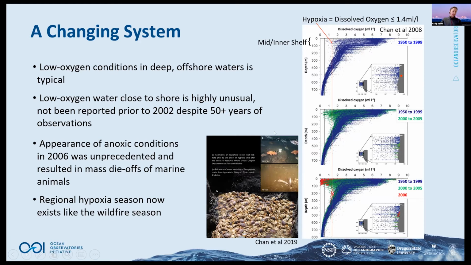And this obviously resulted in huge die-offs of marine organisms, so dead crabs, the disruption of these rocky reef habitats. And now, 13, 14 years later, we actually see this regional hypoxia seasonally, so it's really become kind of like our wildfire season in the summertime.